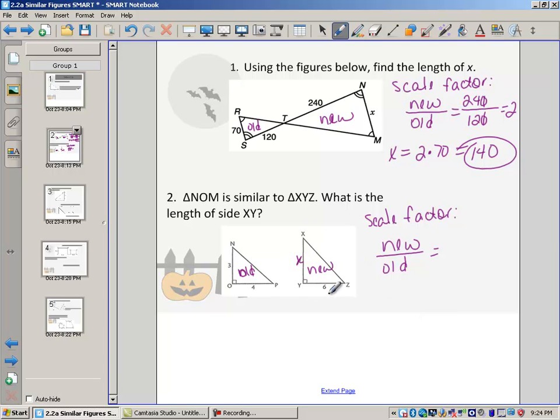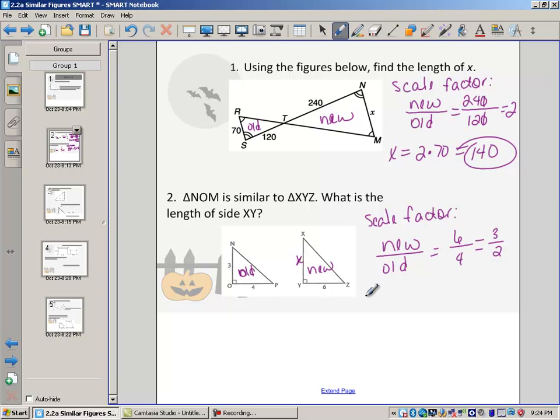The only side we know in the new one is this 6 down here, so that's what we're going to use. The side of the old one that corresponds to this 6 is the 4 right here, because they're in the same place. 6 over 4 will reduce to 3 over 2. We're going to keep 3 over 2 as our scale factor. It's going to make it very easy.